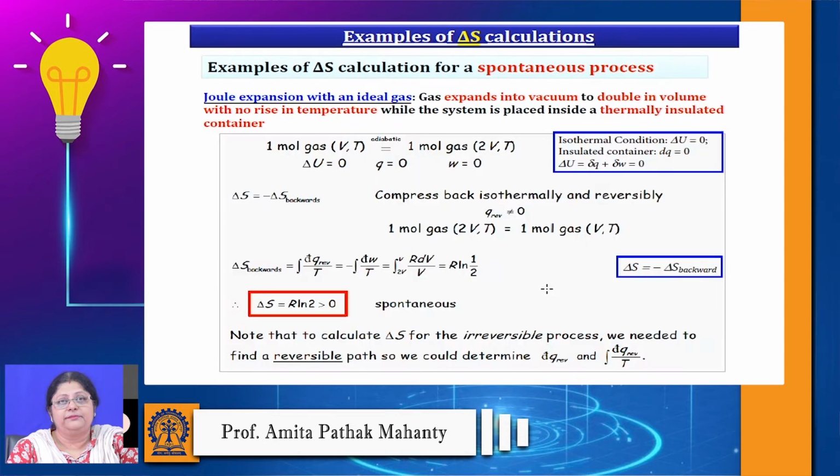Okay, now this is another example which is very relevant, and on the basis of this we are going to introduce certain new terms. Calculation of entropy change for a spontaneous process. One of the spontaneous processes we have discussed previously is the Joule expansion of an ideal gas. If you remember, the gas was enclosed in one of the bulbs, and the other was connected to another bulb which was in vacuum, separated by a stop cork.